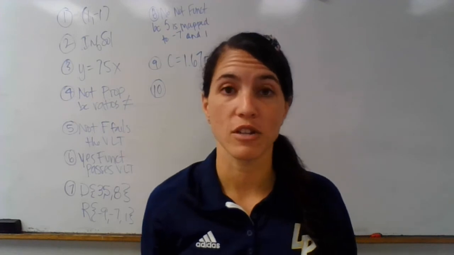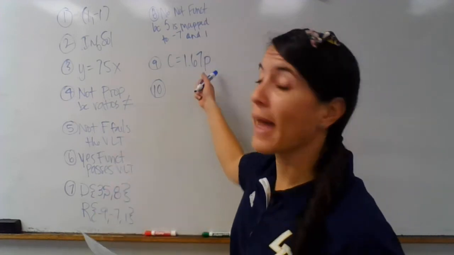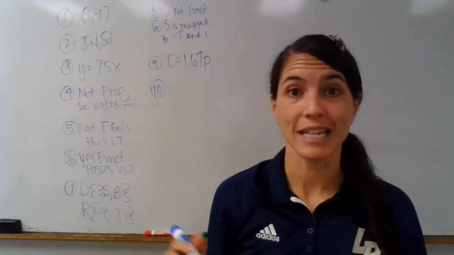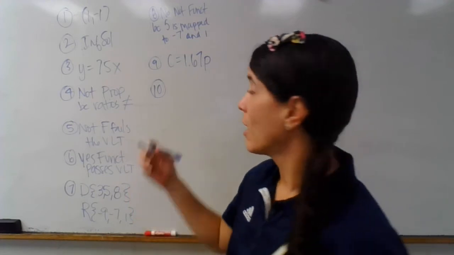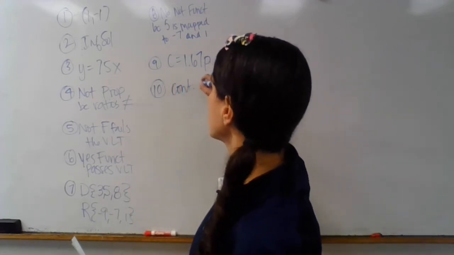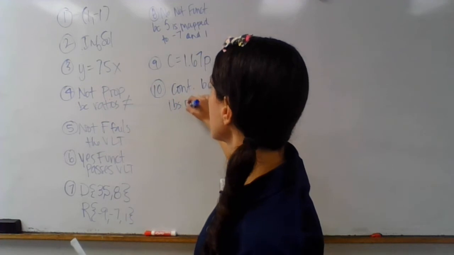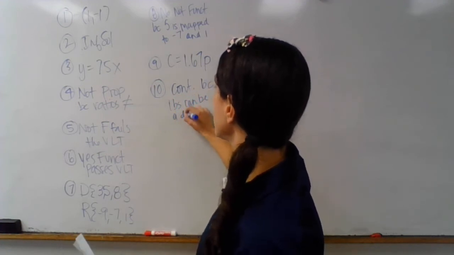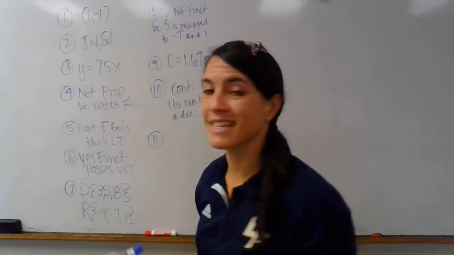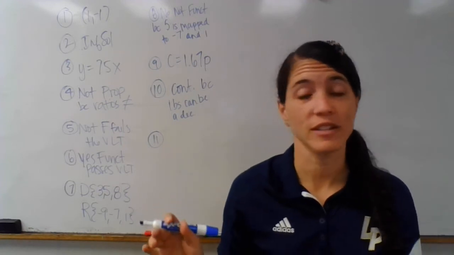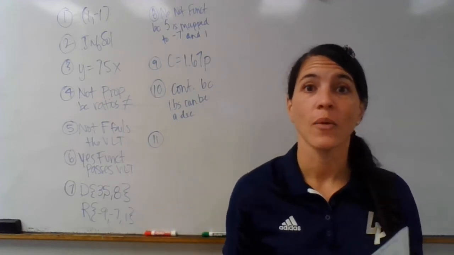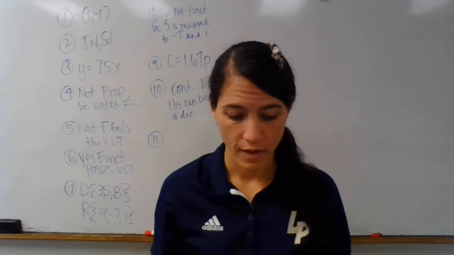We need to look at the domain. The domain is the number of pounds. Can pounds be a decimal or does pounds have to be a whole number? So the answer is it's continuous because pounds can be a decimal. It's continuous. It has nothing to do with $1.67. It has everything to do with the number of pounds.